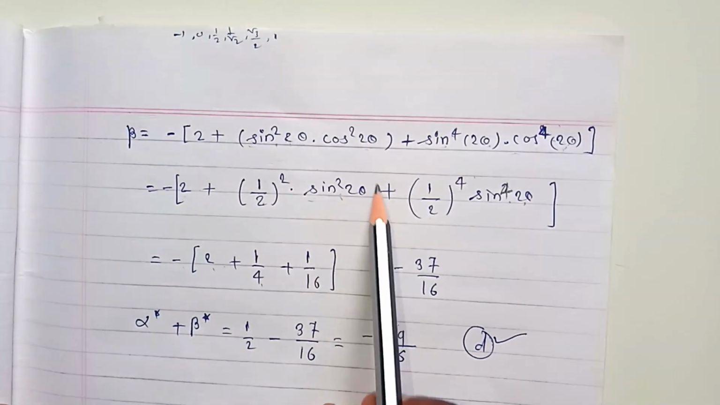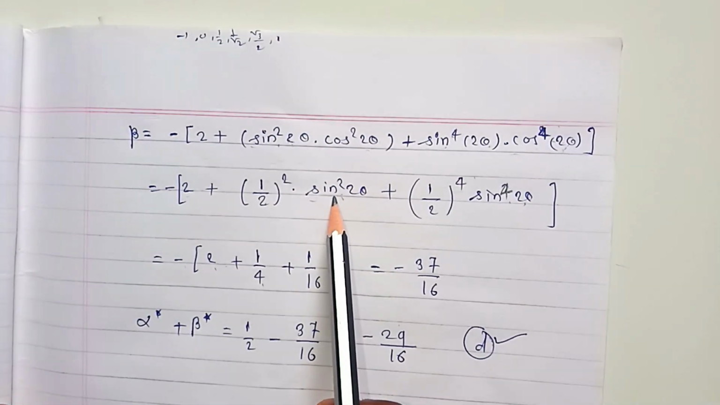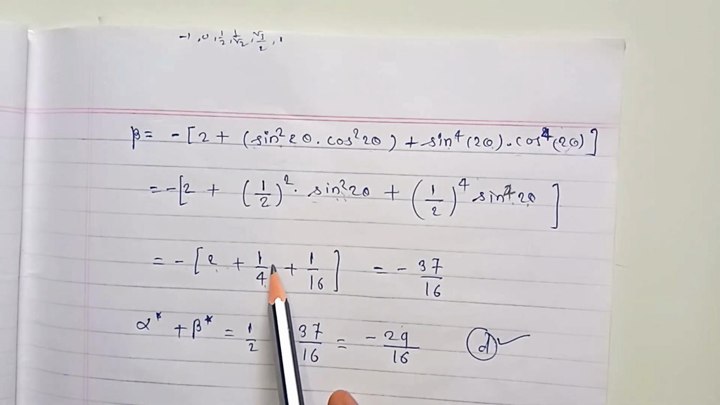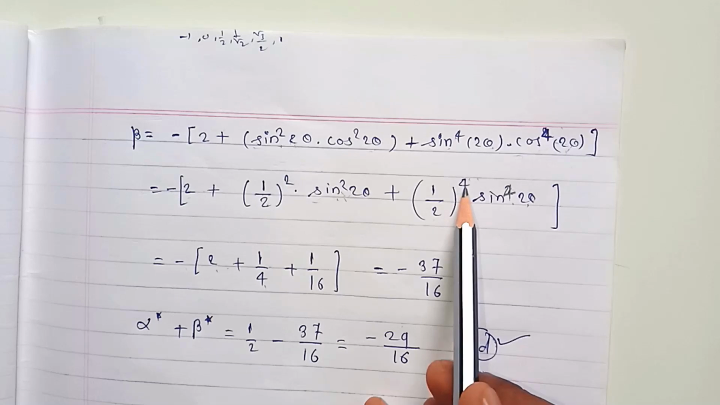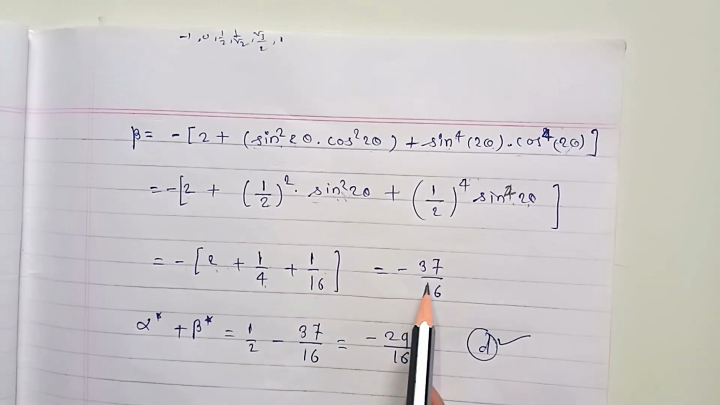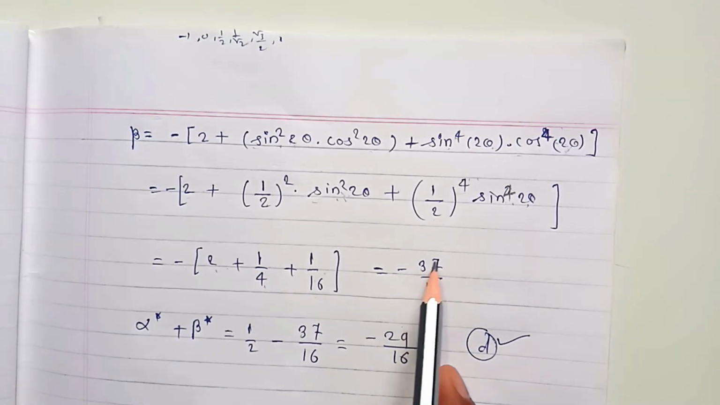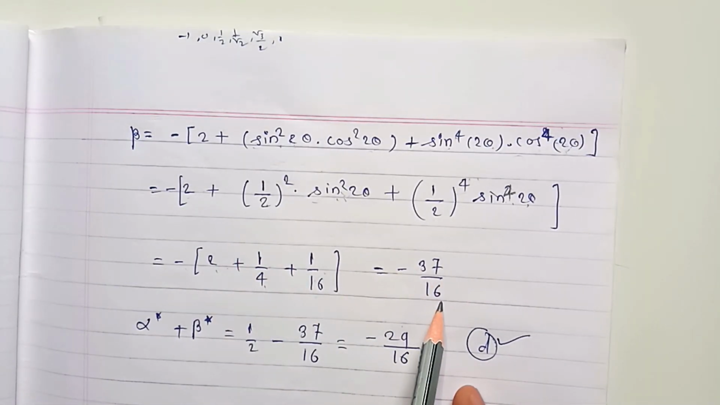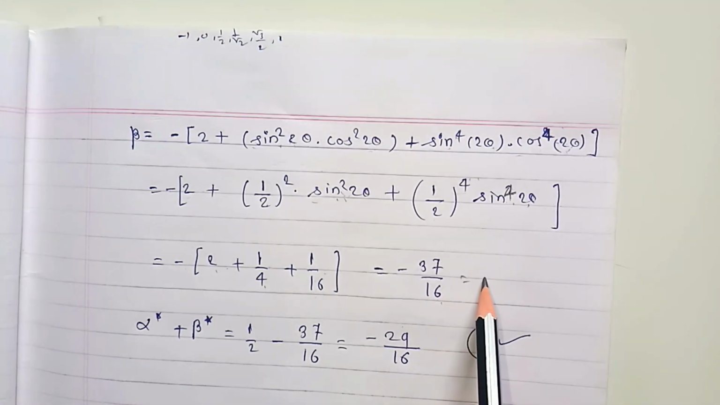Sine 2 theta has minimum value 1. Okay, earlier I explained here, it is 1. So multiplied by 1, 1 upon 4, 1 by 2 raised to 4 is 1 by 16, and it is multiplied by 1. So solve this one, and you will get the negative of 37 by 16. Okay, just go for the addition of these three terms. So it is negative 37 by 16. So this is the value for beta star.